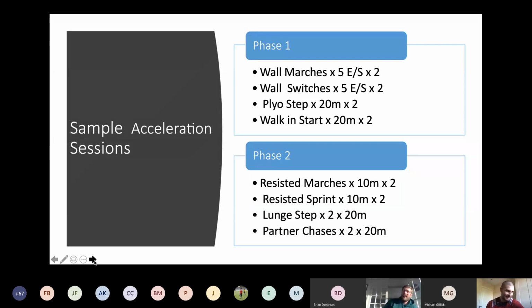Yeah, exactly. It's just some sample sessions, pulling from the grids that were in the previous slides. You can see how they progress from easier drills to more advanced drills, making it a wee bit more difficult on the player. So with your wall marches, you switch into your plyo steps and starts, or your phase 2 to focus on your forward lean and your knee drive. You may make it more dynamic through your resisted work, where they're marching forward, and then into your resisted sprints, and then your lunge step, where you're really focusing on those nice acceleration positions, coming off the ground, staying low, watching that center of mass, striking behind the center of mass.